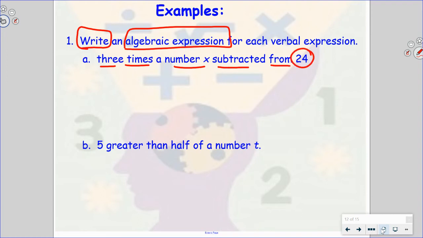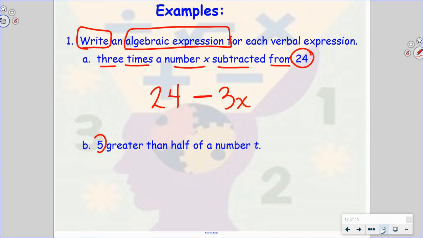Wait a second. Okay, hold on. What is it we are starting with? We're starting with 24. And then we are subtracting an amount. How much are we subtracting? 3 times that mystery amount x.